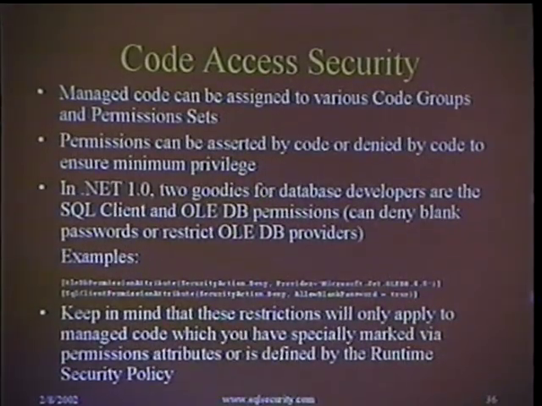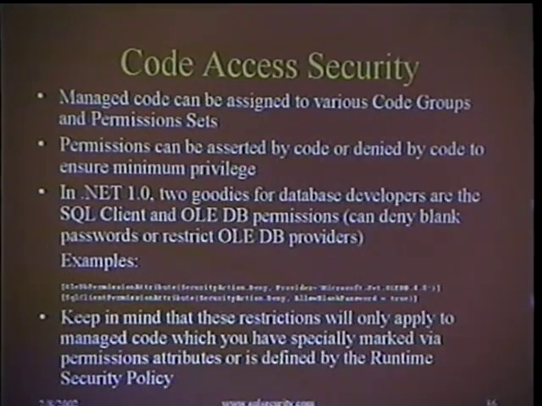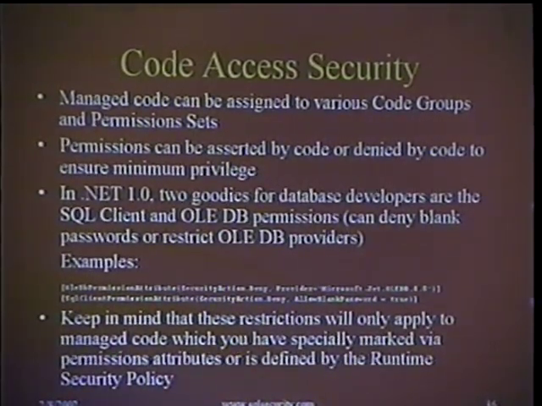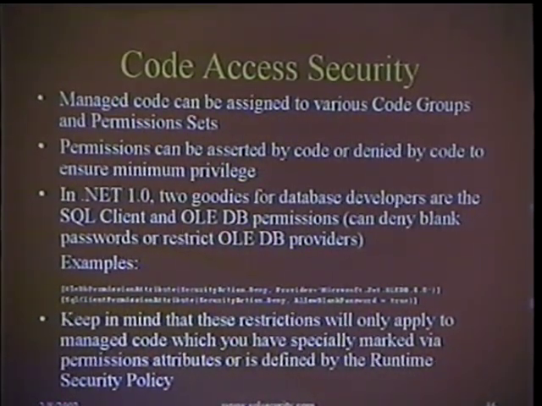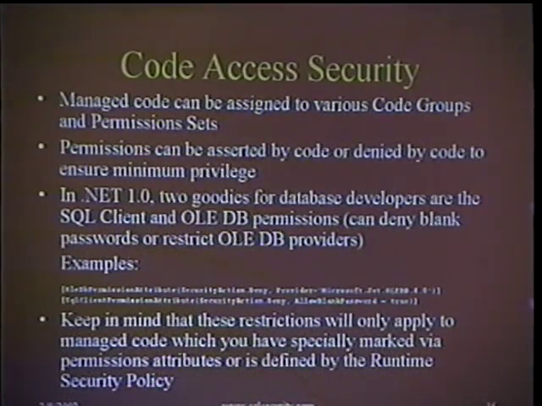Code access security. Now, managed code can be assigned to various code groups and permission sets. This is very interesting and something we should definitely be taking a look at. It's the concept of a call stack, where a piece of code can take another piece of code, call out to it, and that called piece of code is subject to the same set of restrictions that the piece of code that called it was. So if I don't have access to run SQL client and I invoke another piece of code that tries to do something with SQL client, then that should fail. It should throw a security exception. Permissions can be asserted by code or denied by code to ensure minimum privilege. And I'll show you an example of that in a second using attributes.